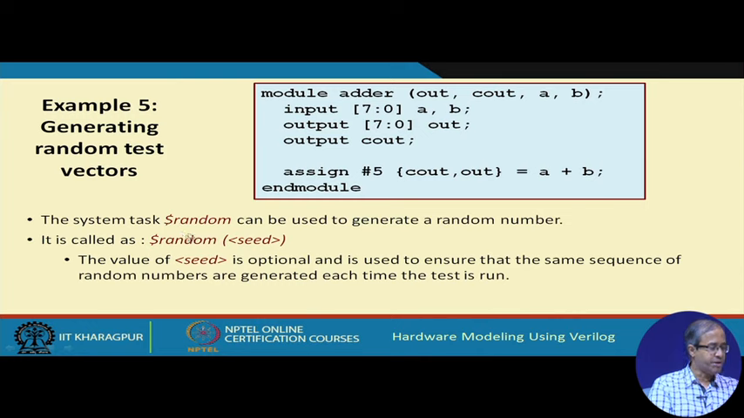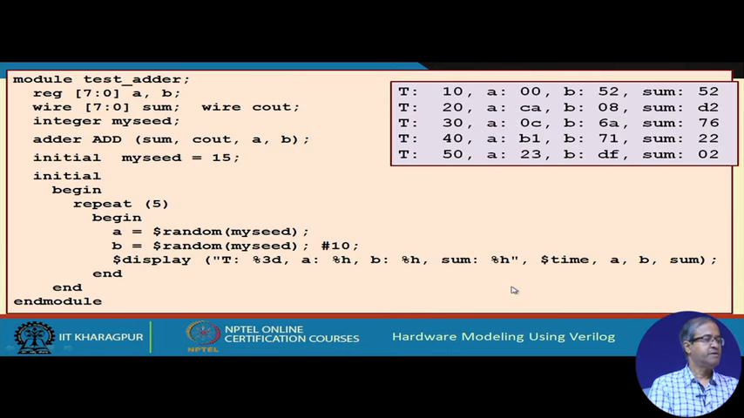This function can be called with a parameter seed also. This is optional, you may or may not give this seed. So, if you give a particular seed, it means that the same sequence of random numbers will be generated every time, so that you can rerun and reproduce the test. You can verify whether it is working in the same way. But if you do not give a seed, then it will be really random. If you run it again, some other input will come. So, let us see the example.